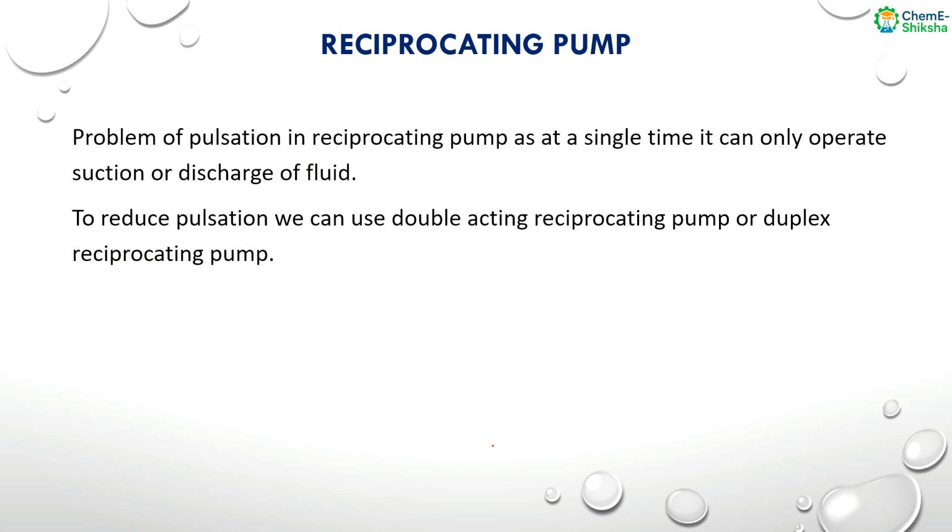Now there is a problem in the reciprocating pump, that is the pulsation problem. The problem of pulsation in a reciprocating pump arises because at a single time it can only operate suction or discharge of fluid. So the problem of pulsation or vibration is for the single acting reciprocating pump. If we have the duplex or double acting reciprocating pump, then this kind of problem is not there. That's why it is written that to reduce the pulsation problem, we can use the double acting pump or the duplex reciprocating pump.